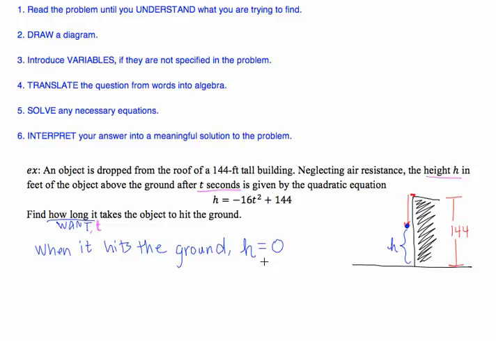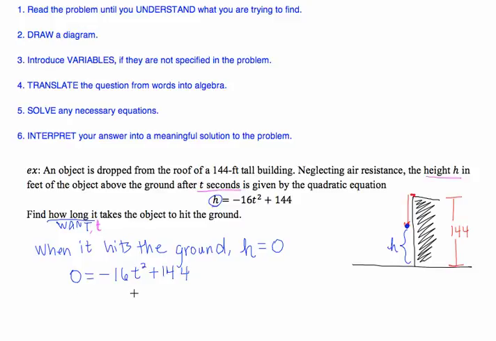If h is 0, we can use that to solve the equation for t, because if we replace this h here by 0, because this is true when it hits the ground, we'll have 0 equals negative 16t squared plus 144. Well, that's an equation with only one variable that we can solve. So let's solve this equation. Now we're on step 5. There wasn't a whole lot of translating to be done here.